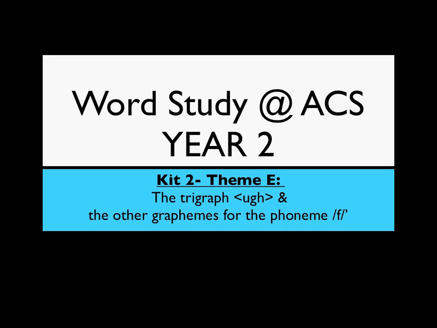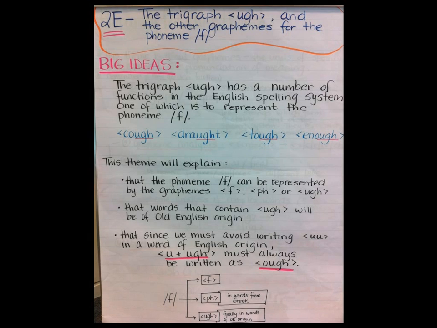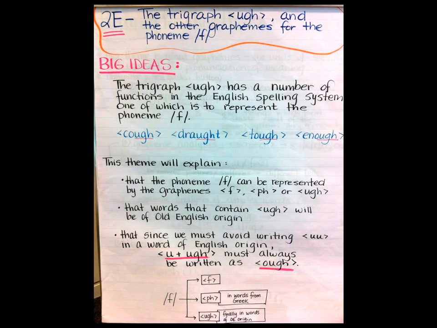This is the overview for Kit 2 Theme E. We're going to be looking at the trigraph UGH and the other graphemes for the phoneme F. The big ideas of this theme are that the trigraph UGH has a number of functions in the English spelling system, one of which is to represent the phoneme F.